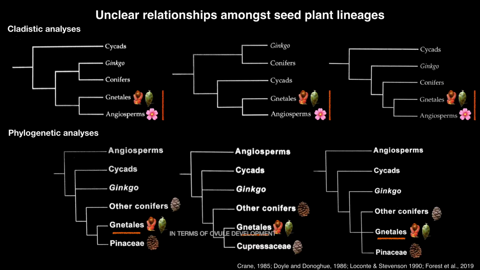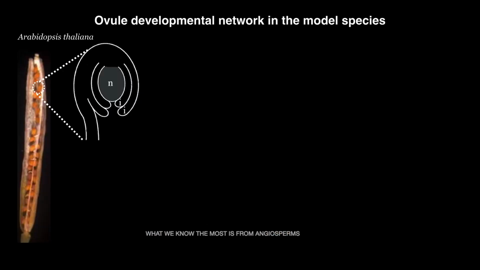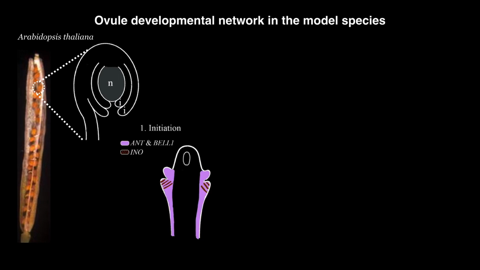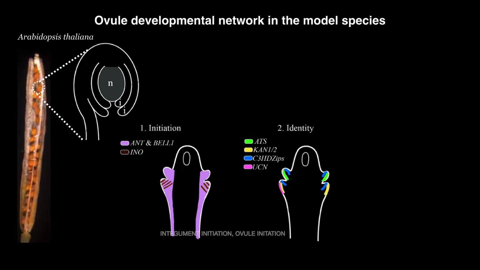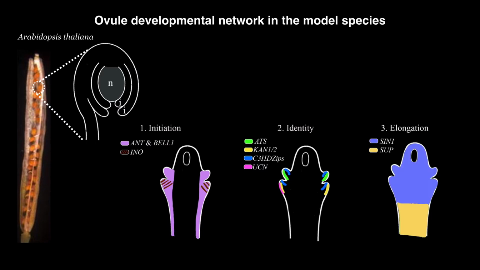In terms of ovule development, what we know the most is from angiosperms, specifically the model species Arabidopsis thaliana, for which we know the genes that are involved in integument initiation, ovule initiation, as well as integument planar identity, so that flat identity of the integuments, and the genes involved in integument elongation as well.